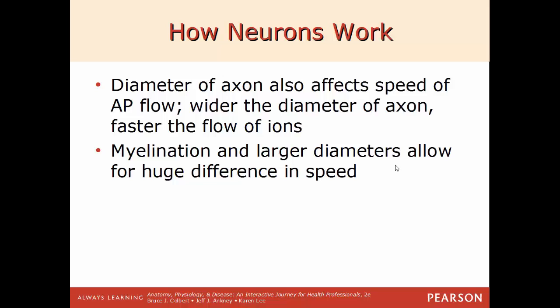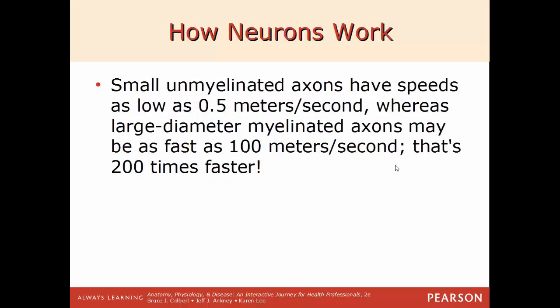So the wider the diameter, the more space you have for information to be carried. So the larger diameters and the myelination will make a very large difference in the overall speed of the action potential. Now, small unmyelinated neurons can have speeds as low as half a meter per second, whereas an axon that is large in diameter and covered in myelin can have a speed of 100 meters per second. So that's 200 times faster, just because you're changing the diameter of the axon and the presence of myelin.